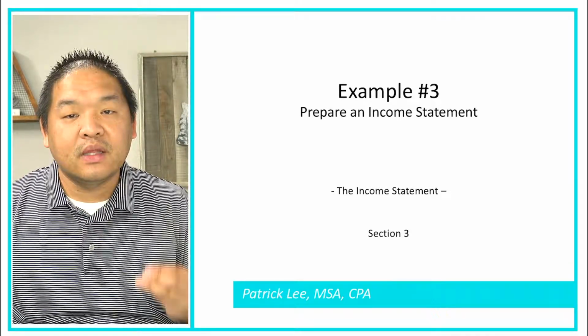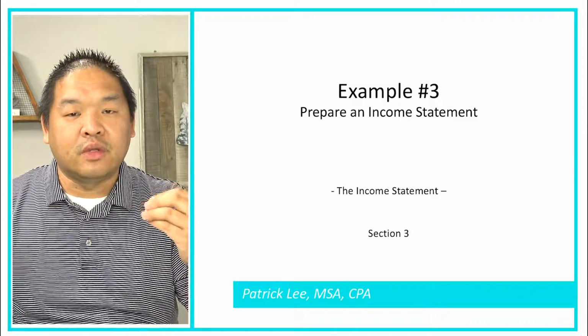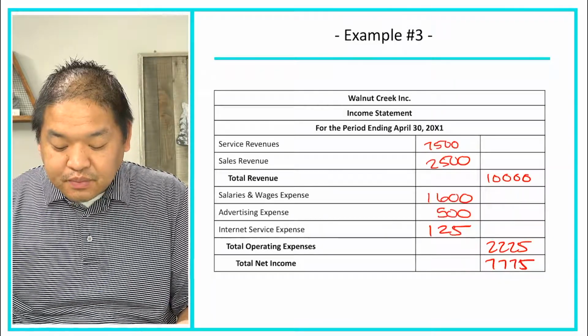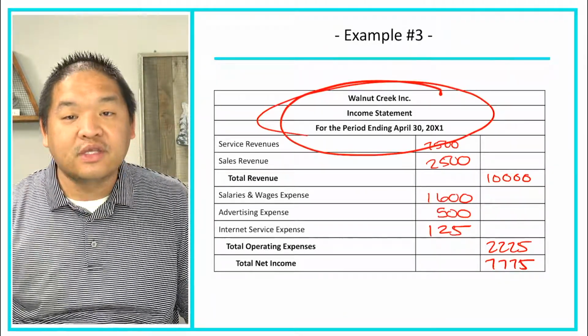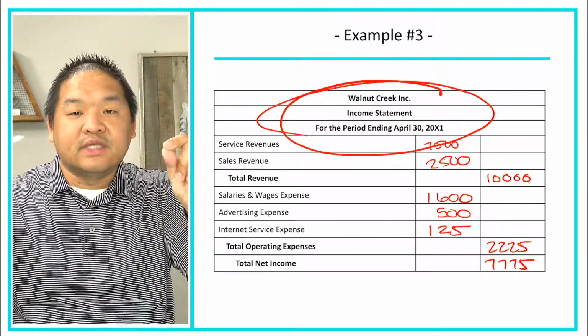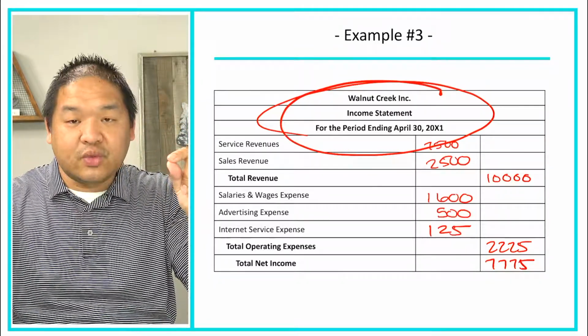Now, where this can be a little bit more confusing is obviously for video purposes, I'm giving you a little bit more things than I maybe normally would give you. But here, maybe I don't give you the header. So you need to figure out what the header is. Who, the what, the when. Who is this for? Walnut Creek Inc. What is this for? Income statement for the period of April 30th, 20x1.